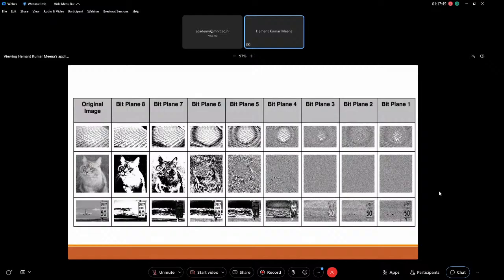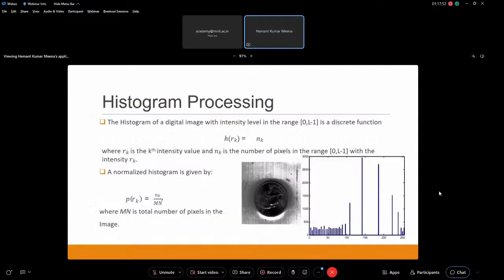Now we come to a very important operation that we even considered earlier, which is histogram processing. As we have discussed, on the x-axis it is the intensity, and on the y-axis it is the count of those intensities. You can see easily that in the original image the maximum intensity lies between 0 and 100, and very few pixels are in the upper region and the middle region.